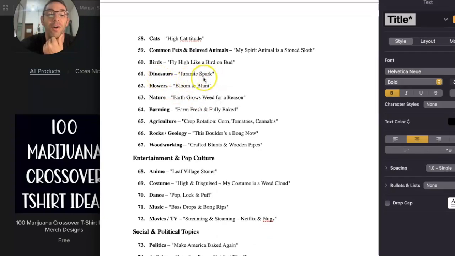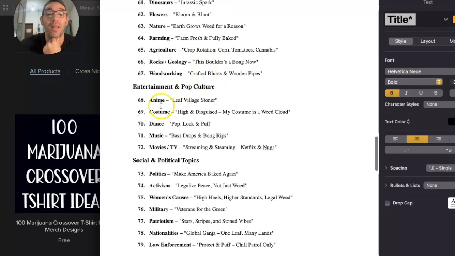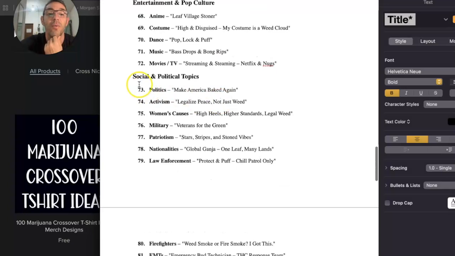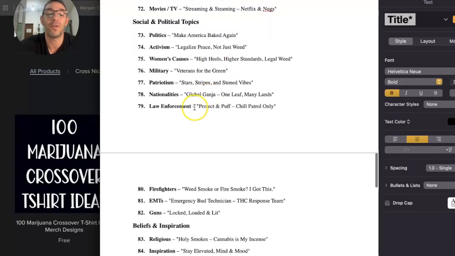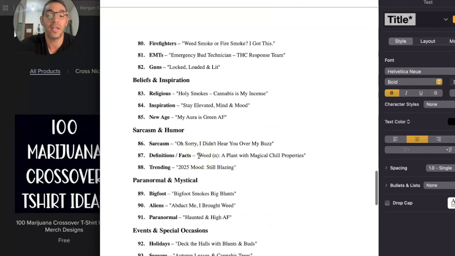Dinosaurs, Jurassic Spark, that's a funny one. Anime, Leaf Village Stoner. Here we got social and political topics. So we all know politics is a big topic right now with how divided the States is. So, make America baked again. That's a funny one. Patriotism. But you can see here just a lot of good ideas.